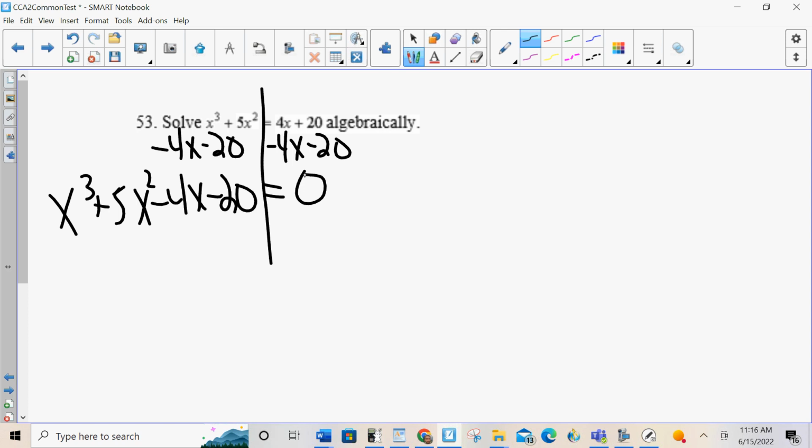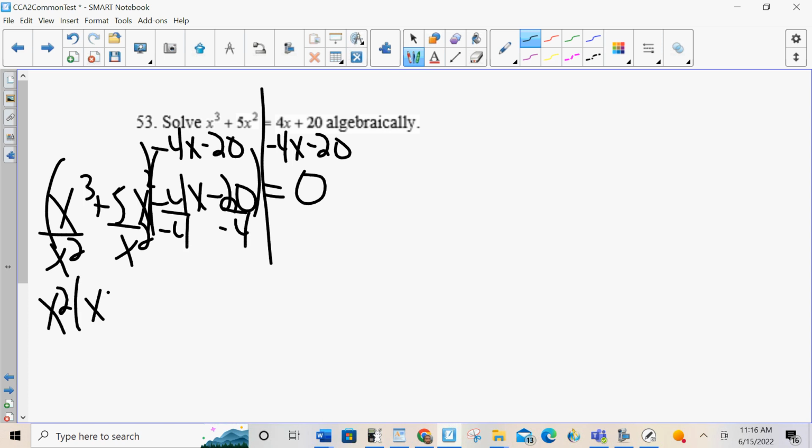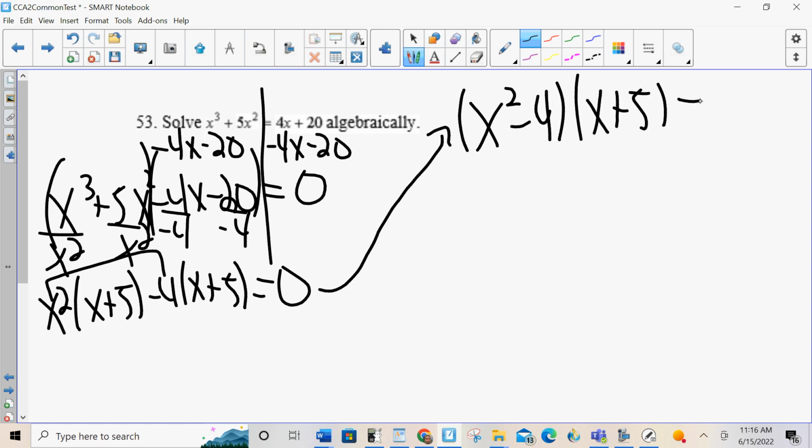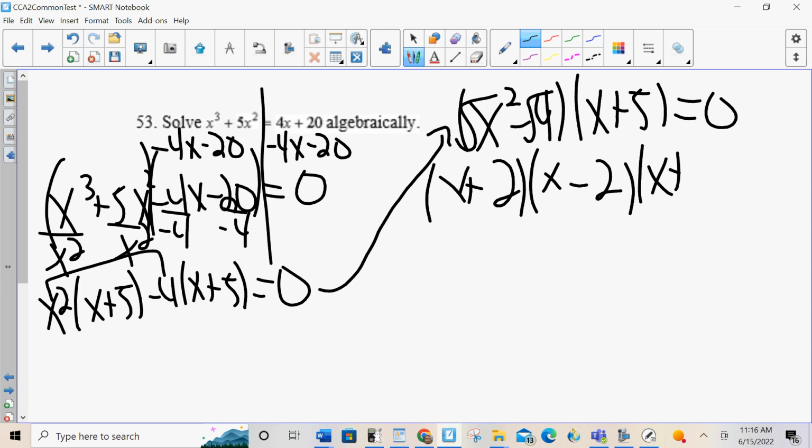Is there a GCF? No. There are 4 terms, so it's grouping. Pull out the GCF of each group. x squared is the GCF of the first group. Negative 4 is the GCF of the second group. Combine the coefficients, keep the like term. x squared minus 4, x plus 5 equals 0. Factor it further. Square root of each, x and 2. The x plus 5 comes down.